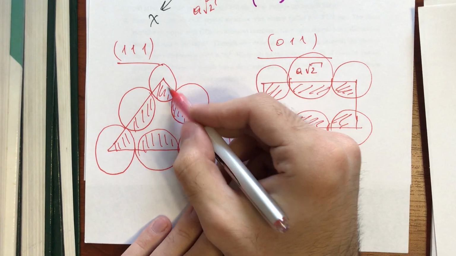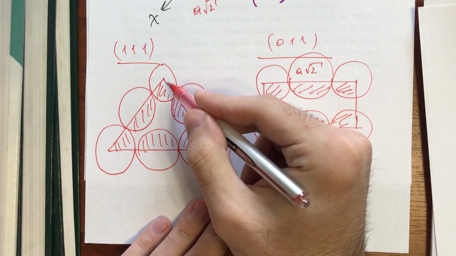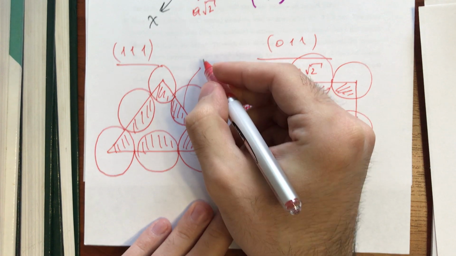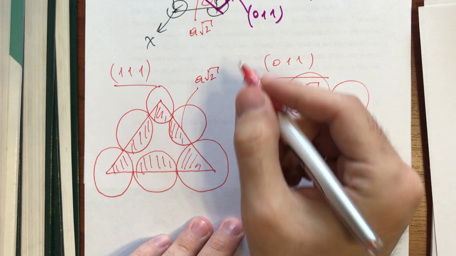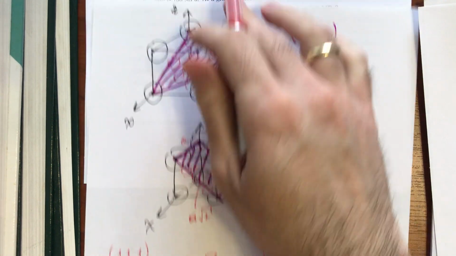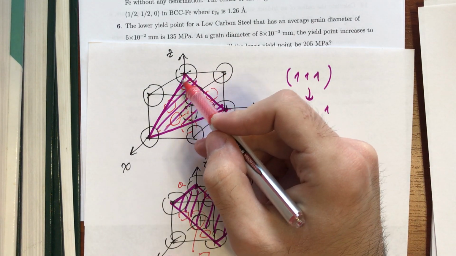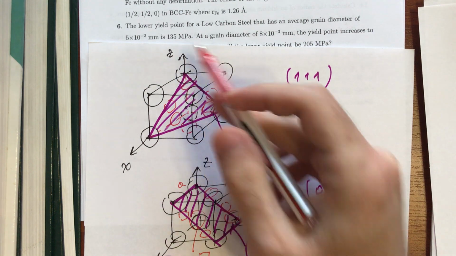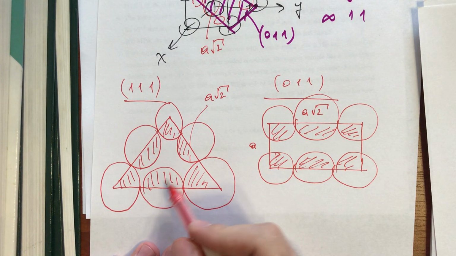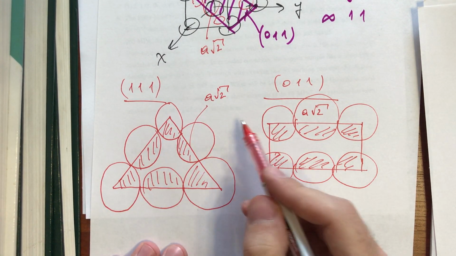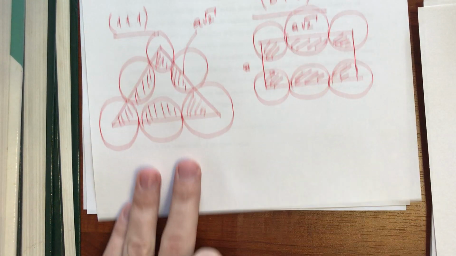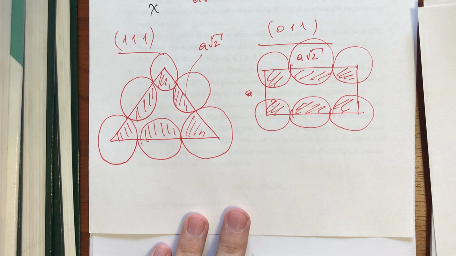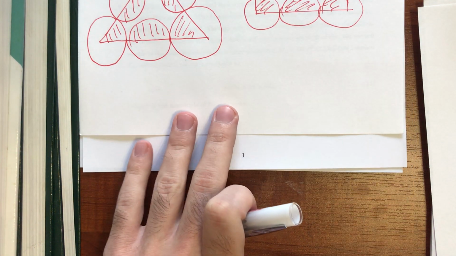Okay, so what about the edge of this 111 plane? This edge is going to be a square root 2, since this is an equilateral triangle and the edges lie on the face diagonals. All three edges have the same length and they are a square root 2. Now we are required to calculate the planar densities of both of these planes.